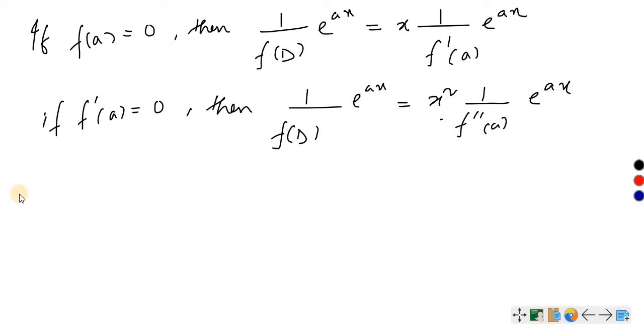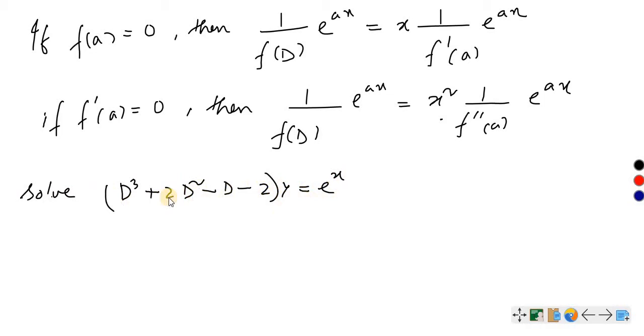For example, solve (D³ + 2D² − D − 2)y = e^x. So here f(D) is this. Let us find the particular integral. P.I. will be equal to 1/f(D) e^x. Here we can see the value of a is 1, and if we substitute the value 1 in this f(D), then we will be getting 0.